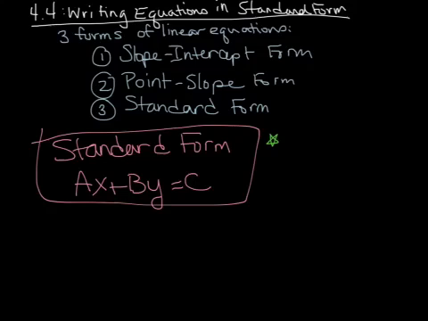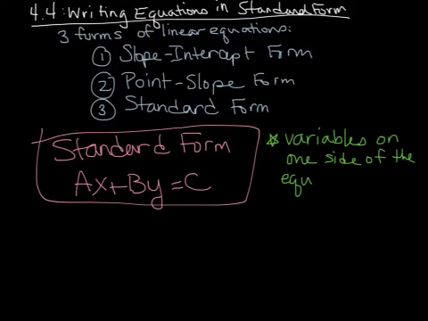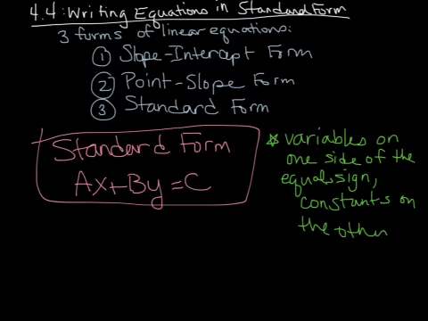The main thing I want you to remember, so I recommend actually don't memorize the form. What I want you to remember is that you have to get your variables and their coefficients on one side of the equal sign. And you're going to get your constants, which are your numbers, on the other. So we're going to go straight into some examples, which will hopefully clarify this idea.